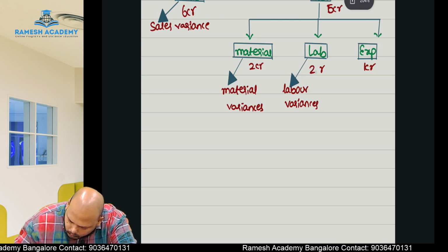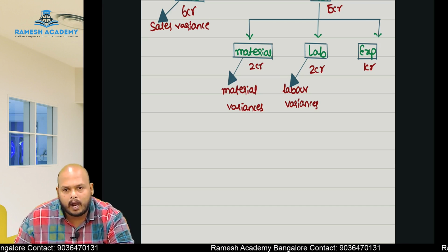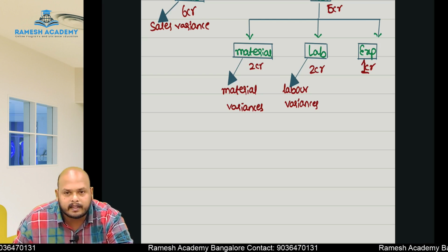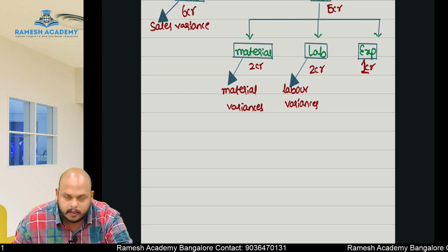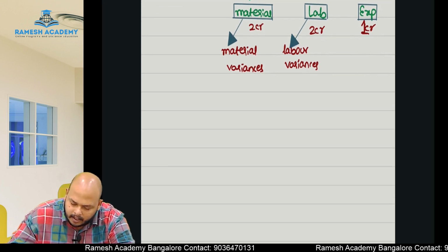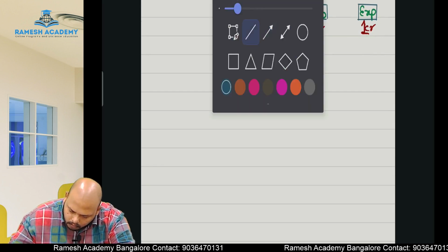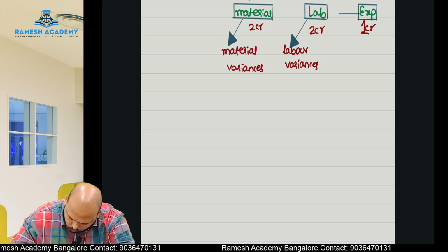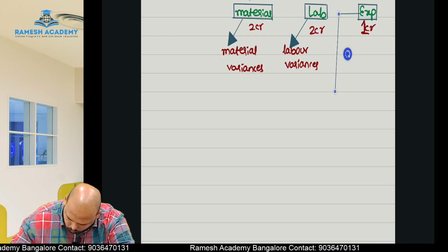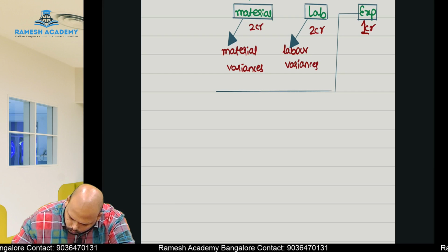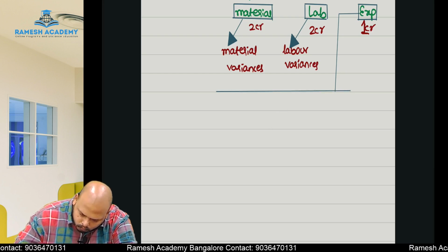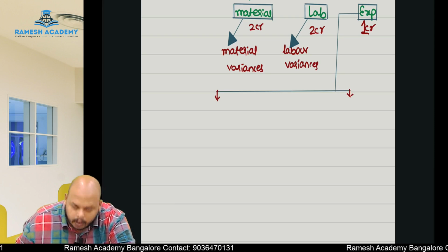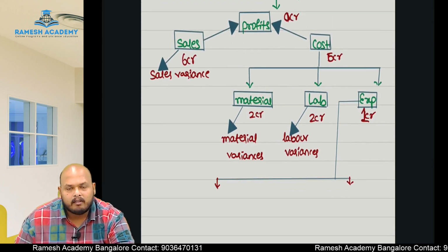Next, I am bringing this back to its original position of 2 crores. Now I am increasing the expenses. What are the expenses here? 1 crore. Now I am increasing the expenses to 2 crores. But here again, in the case of expenses, we have a further classification.